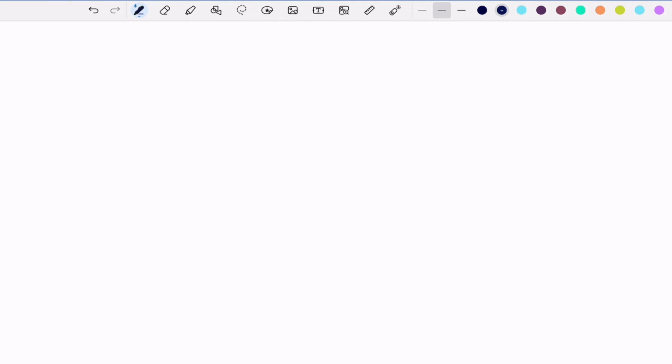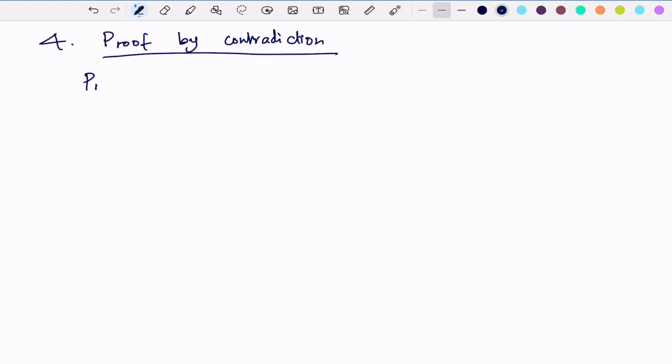So that brings us on to the fourth and final proof topic that you need to know, and that's proof by contradiction. And this is probably the key one where actually there is some bookwork to know. There's a couple of examples that you just need to commit to memory.